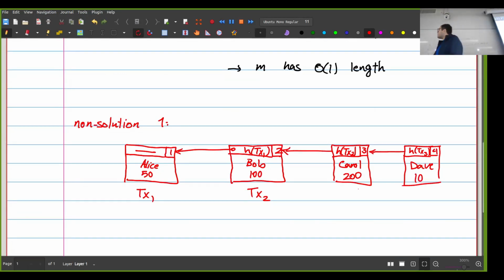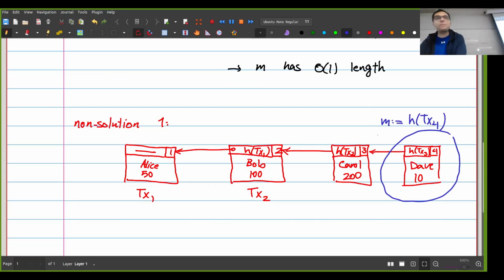Now the question was, what is the proof that we can give to each of the depositors, and what is the message M that we're going to send to the other branch? For the message M, we said we just take the hash of the very last transaction. So I just take this whole transaction, I hash it, I get hash of transaction 4, and I say this is my message M. And I send this to the other branch.